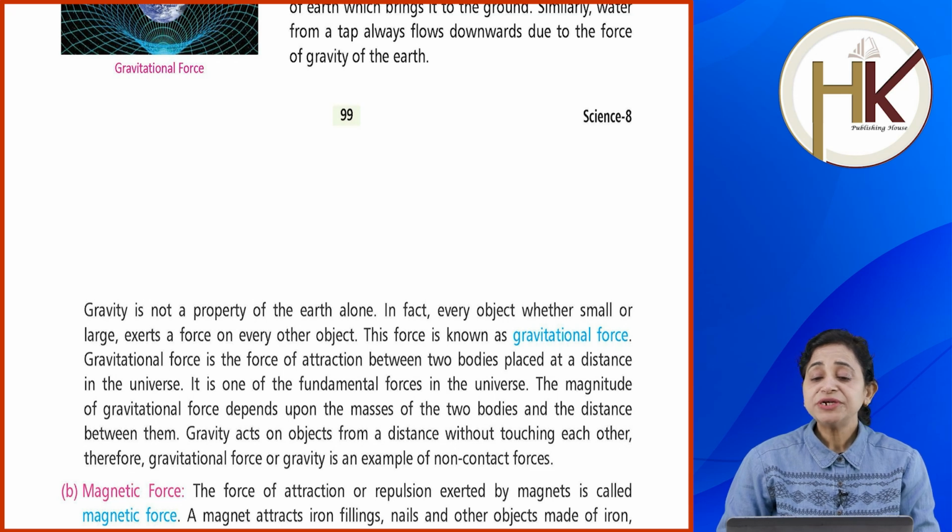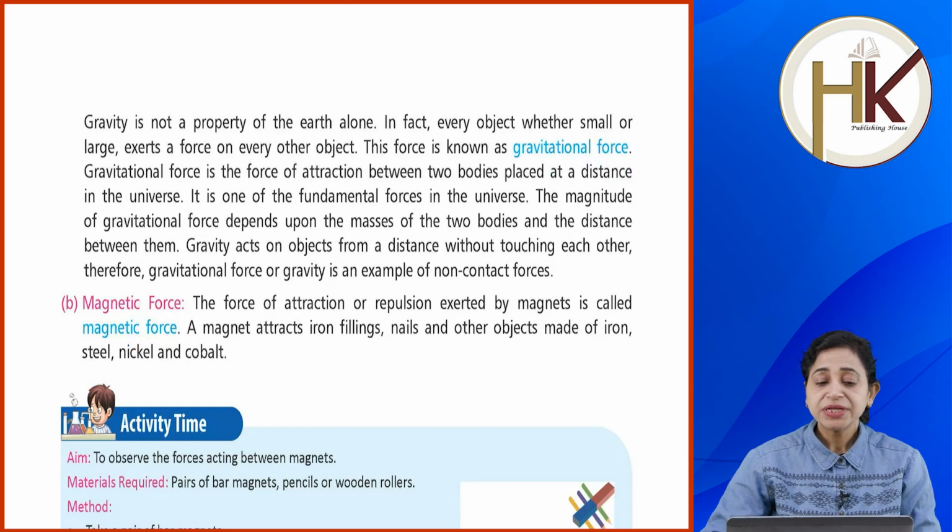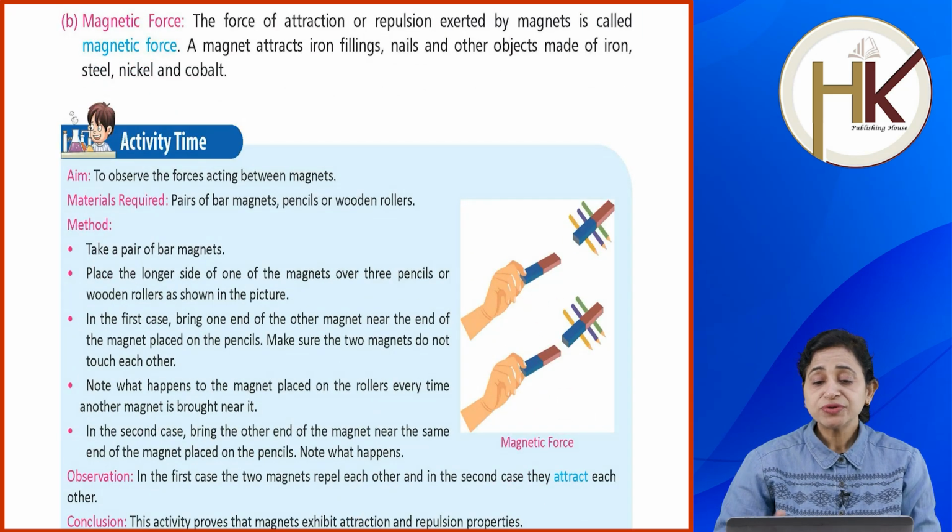It is one of the fundamental forces in the universe. The magnitude of gravitational force depends upon the masses of the two bodies and the distance between them. Gravity acts on objects from a distance without touching each other, and therefore gravitational force, or gravity, is an example of a non-contact force. Magnetic force: the force of attraction or repulsion exerted by magnets is called magnetic force.